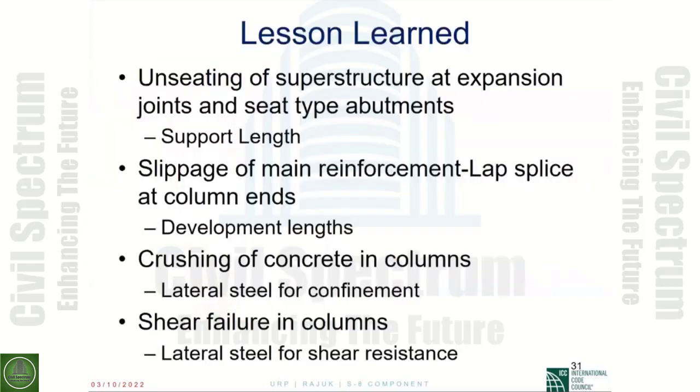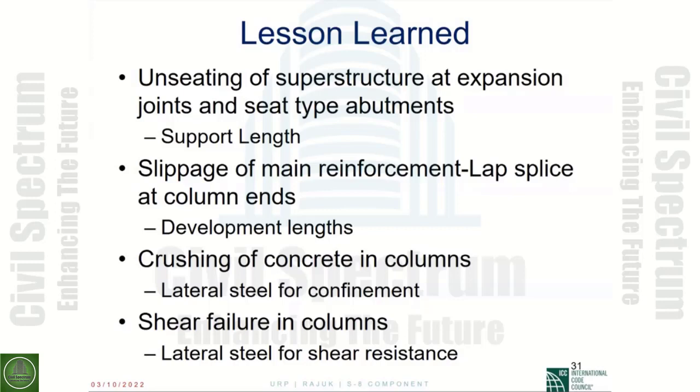So these are the main 4 lessons that we have learned. And if you're going to take away anything from my talk today, the most important thing is the support length. It's the unseating of the superstructure at expansion joint. The second one is the slippage of the main reinforcement. That's why we don't allow lap splices. That's why we need to pay attention to development length.